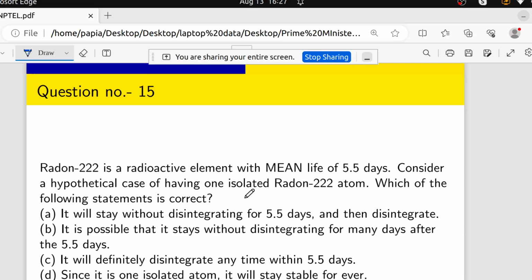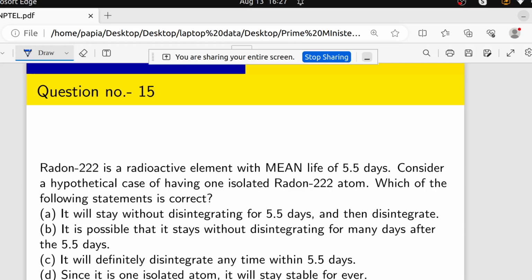They have given 4 possibilities. Which of the following statements is correct? It will stay without disintegrating for 5.5 days and then disintegrate. It is possible that it stays without disintegrating for many days after the 5.5 days. It will definitely disintegrate anytime within 5.5 days. Since it is one isolated atom, it will stay stable forever. So these are the possible statements they have written, and we have to choose which one is the correct one.